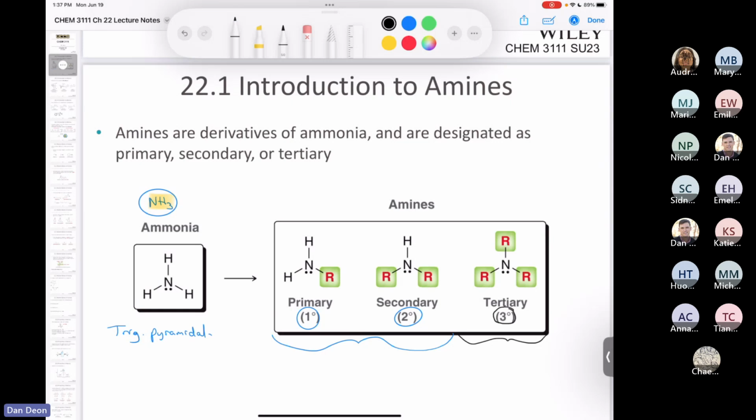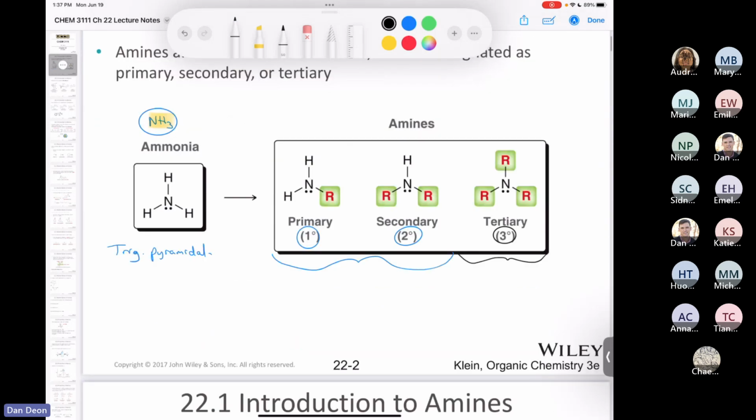And why did I leave that unto itself and put it in a different color? Because the tertiary amine cannot participate in hydrogen bonding in a pure sample. So something to keep in mind here.